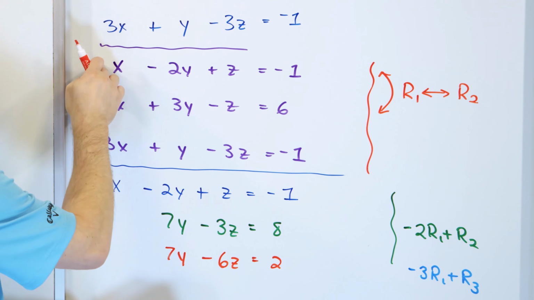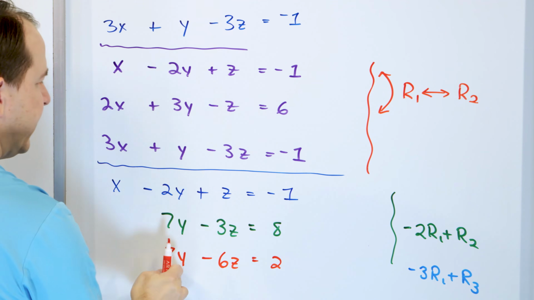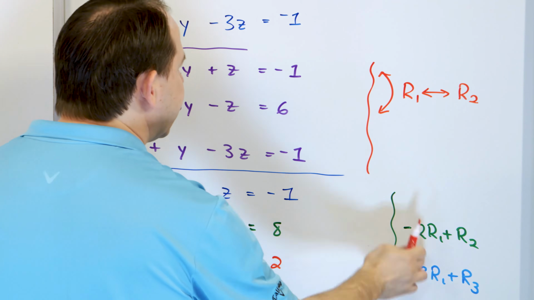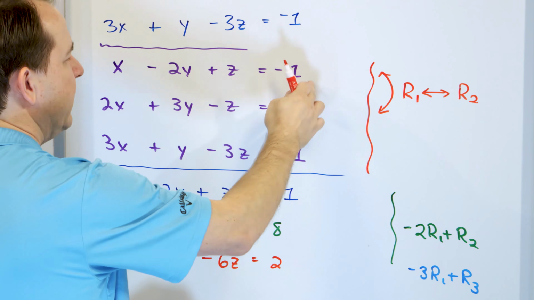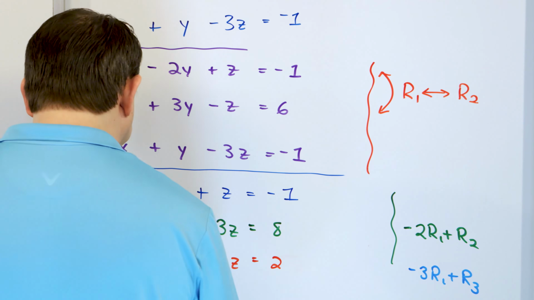Negative 3 times this is negative 3, add to give me 0. Negative 3 times this is 6, plus 1 is 7. Negative 3 times this is negative 3, plus a negative 3 is negative 6. Negative 3 times this is 3, positive 3, minus the 1 gives us the 2. So this is our next set of equations.